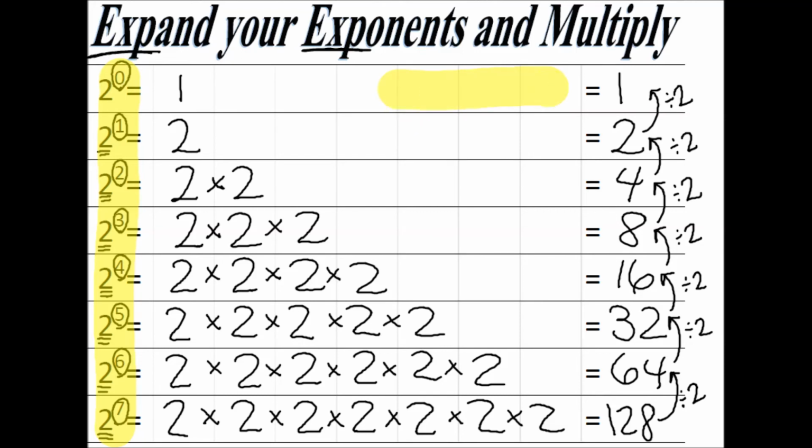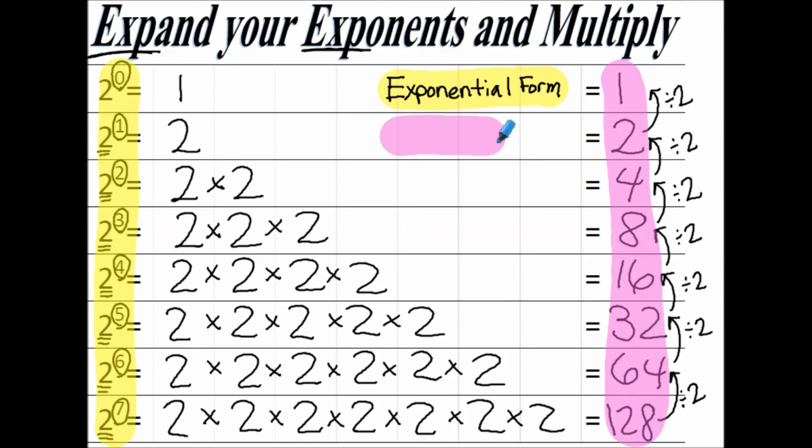So let's highlight that column on the left and label that as being in exponential form. And it's written with an exponent. That's how we remember that it's called exponential form. Now, all of these numbers are written in the standard way that you normally see a number. So all of these pink numbers are in standard form.